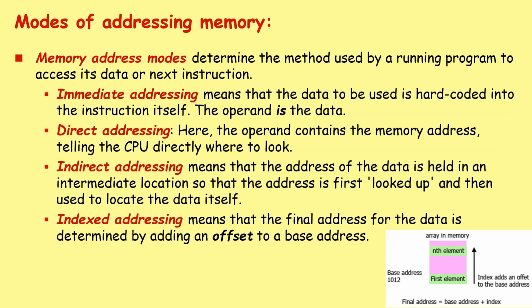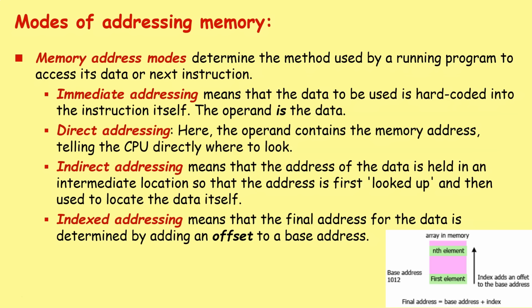Direct addressing. Here the operand contains the memory address telling the CPU directly where to look. Indirect addressing means that the address of the data is held in an intermediate location, so that the address is first looked up and then used to locate the data itself.